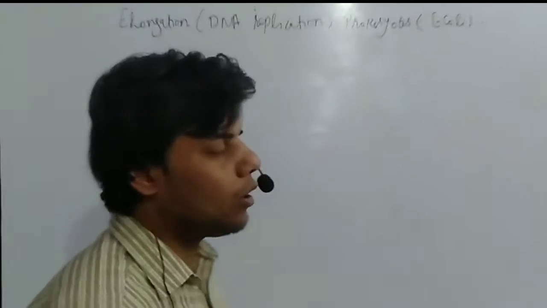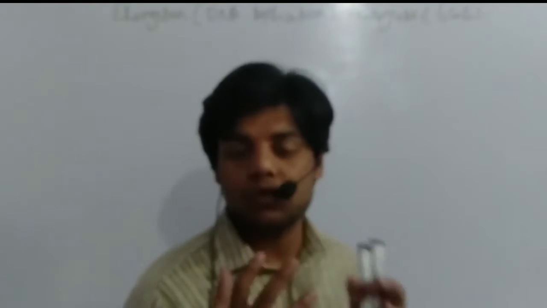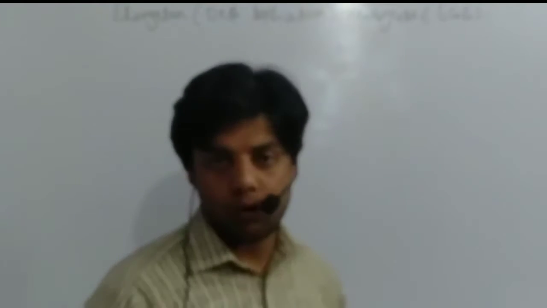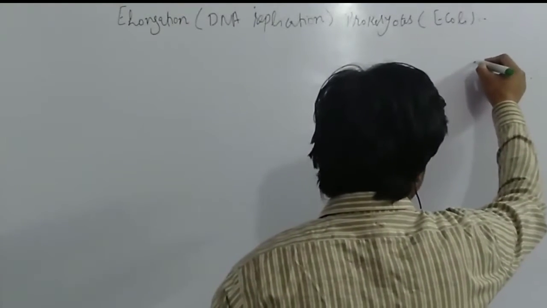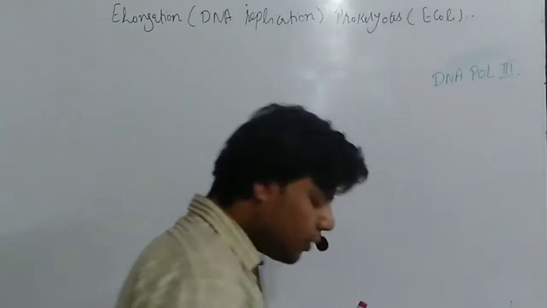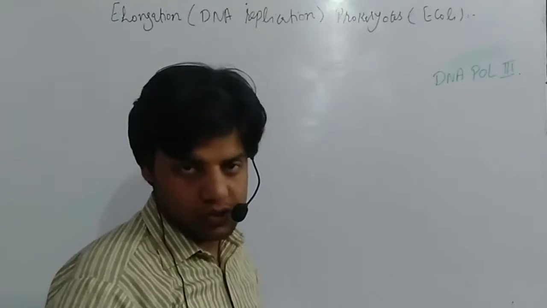Okay, now how does elongation happen in DNA replication? For elongation, we need to understand what kinds of enzymes are usually involved. In elongation, we usually need an enzyme which we call DNA polymerase 3. This is a very important enzyme used in the elongation process.